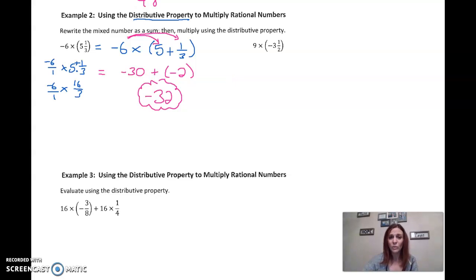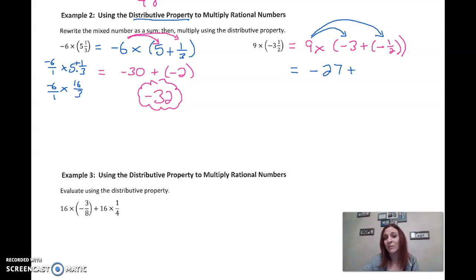Okay, so let's do the same thing over here. I want to rewrite this as 9 times. Now we have a -3.5. So this is -3 plus a -1/2. Remember, if the mixed number is a negative, both the whole number and the fraction have to be negative. Use your distributive property. 9 times a -3, positive times a negative is going to be a negative. 9 times 3 is 27. Plus sign. Now we're going to go 9 times a -1/2. Well, positive times a negative is going to be a negative.